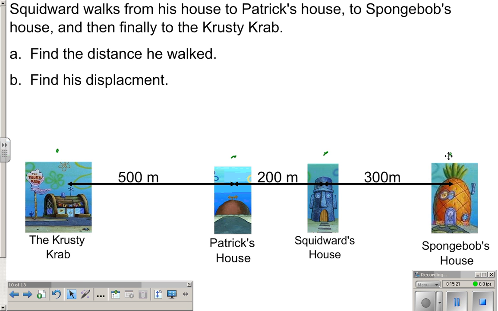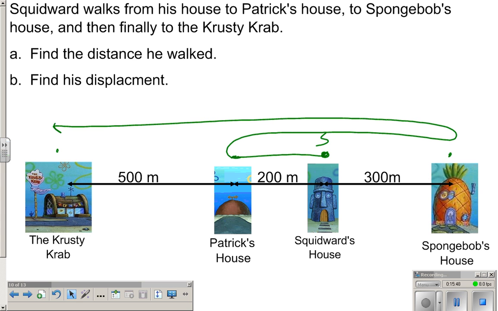All right? So in this example, it says Squidward walks from his house to Patrick's house, to SpongeBob's house, and then finally to the Krusty Krab. So we've got to find the distance he walked. This is one where the drawing is going to totally help us. So let's see. Squidward walks from his house, so here's my starting point. All right? And he's going to walk from there to Patrick's house. That's our first step. And then he's going to turn around and go all the way back to SpongeBob's house, and then all the way back to the Krusty Krab.